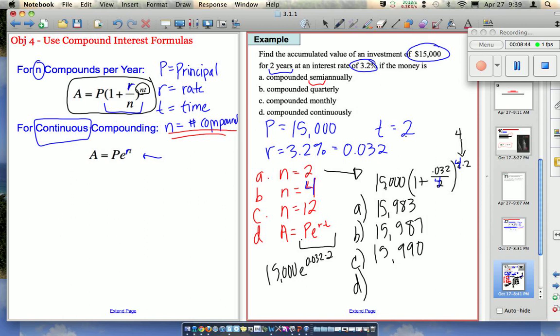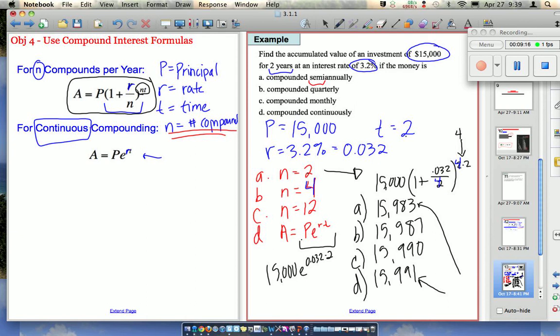Your e key, by the way, is typically to the left of your 4 key. The letters LN appear on the button, but you can see e to the x in yellow if you have a TI-83 or 84. And you should get a value of 15,991. Okay, so obviously it's better to save more often, continuously get the interest, but notice that it's not a major difference for this particular investment.